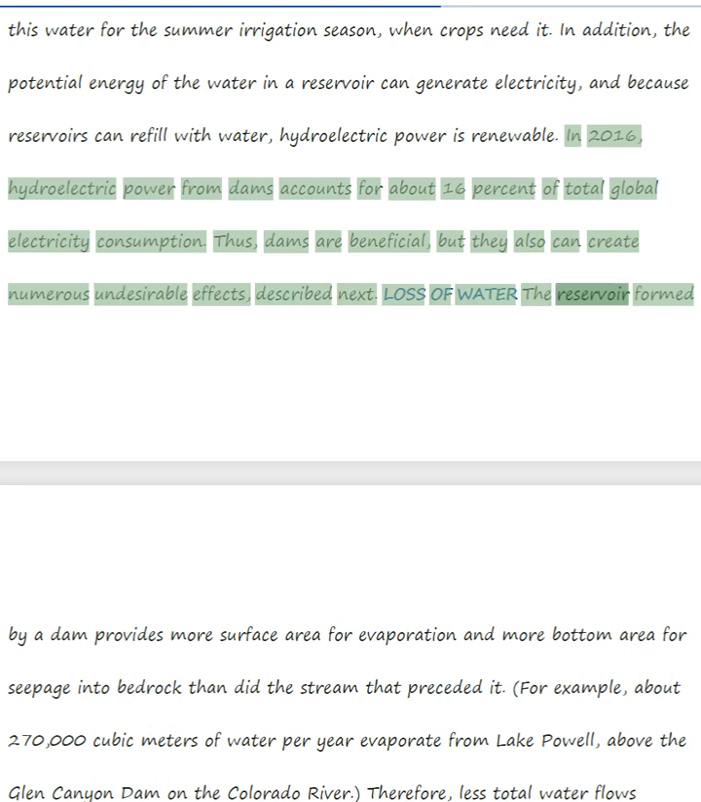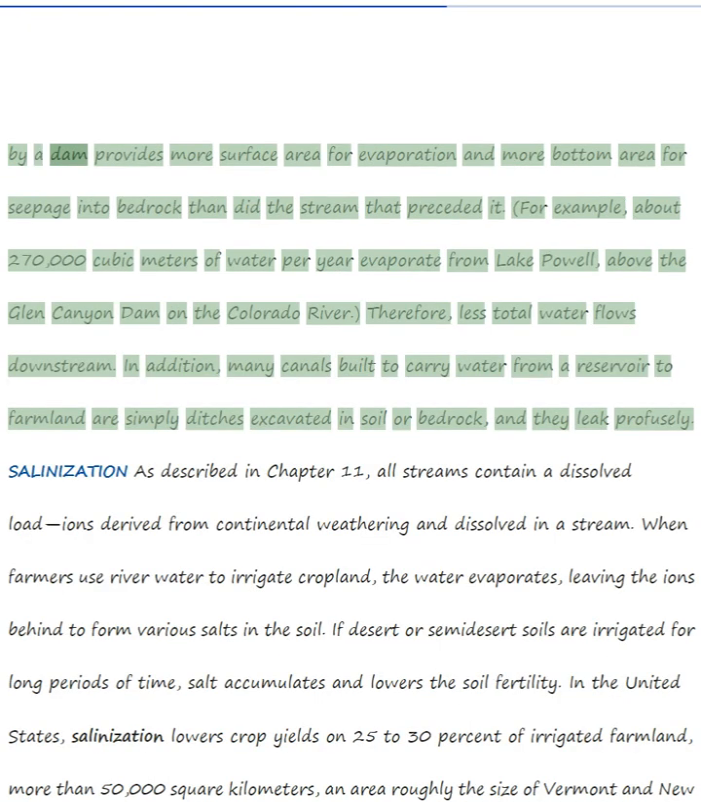Loss of water. The reservoir formed by a dam provides more surface area for evaporation and more bottom area for seepage into bedrock than did the stream that preceded it. Therefore, less total water flows downstream. In addition, many canals built to carry water from a reservoir to farmland are simply ditches excavated in soil or bedrock, and they leak profusely.